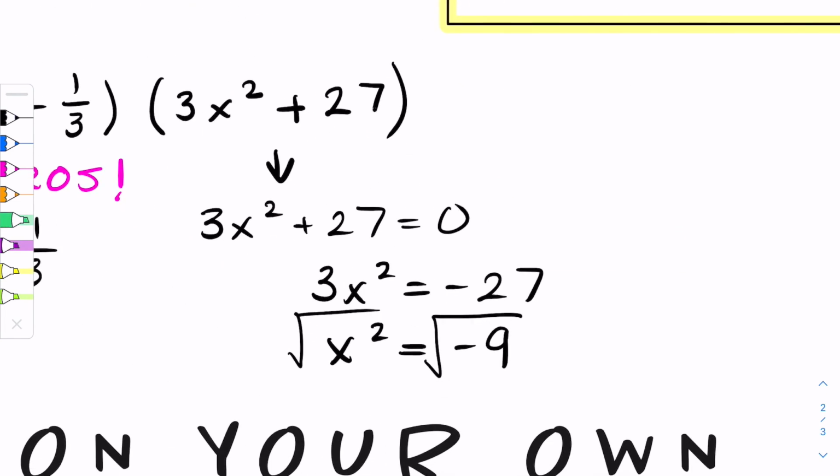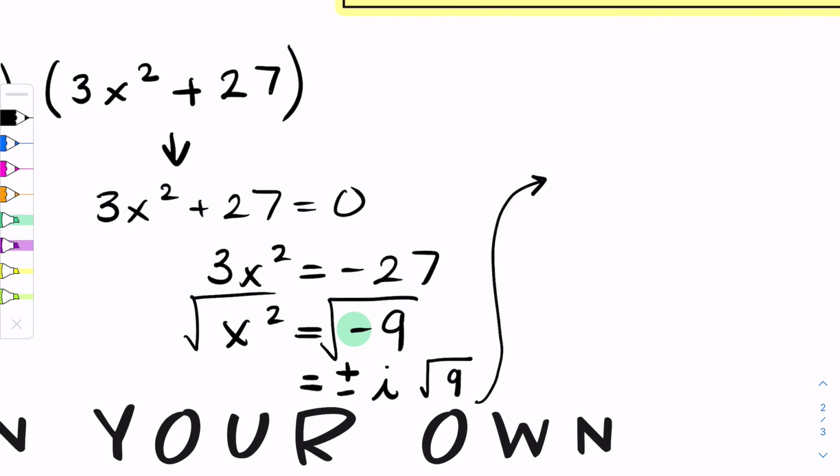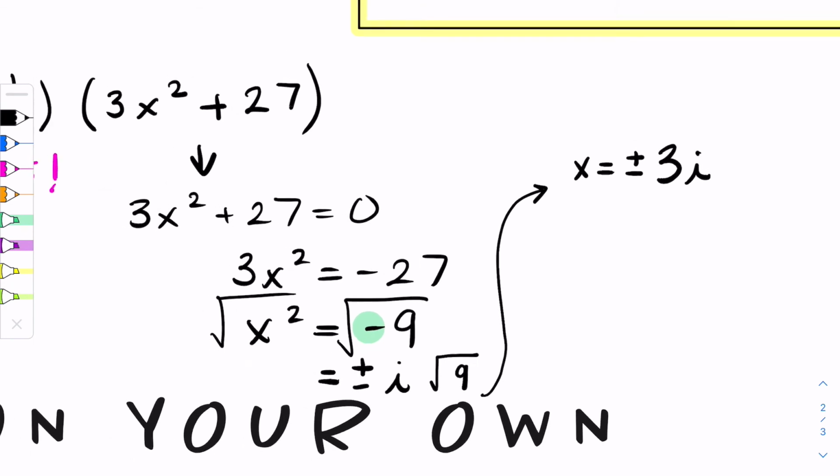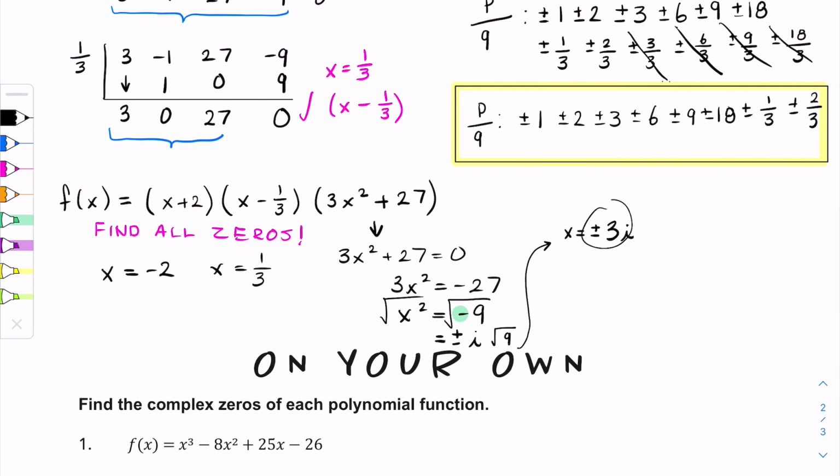Hopefully you all remember if you have a negative sign underneath the square root, you can simplify that using the imaginary unit. So this right now simplifies to plus or minus i times the square root of 9. But to go even further, x is equal to plus or minus the square root of 9, which is 3 times i. So here are your 4 solutions, because this counts as 2. We have x equals plus or minus 3i, and then just -2, not plus or minus, just -2, and just positive 1/3.